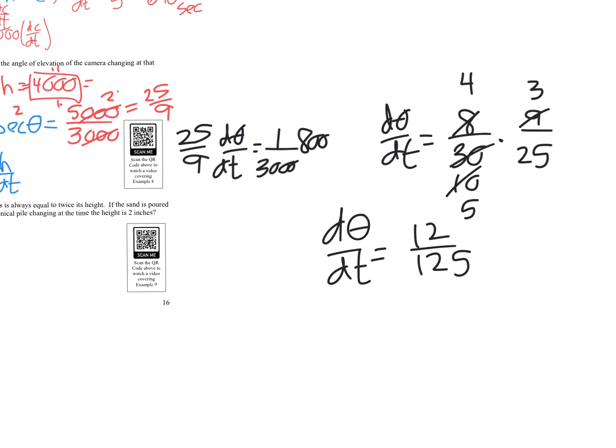Do we use degrees in calculus? Only radians. That'll be radians per, I'm guessing it was second. Awesome. 12 over 125 radians per second.